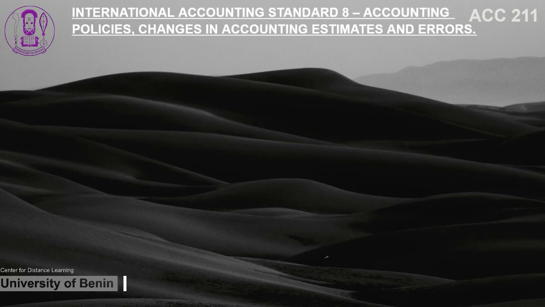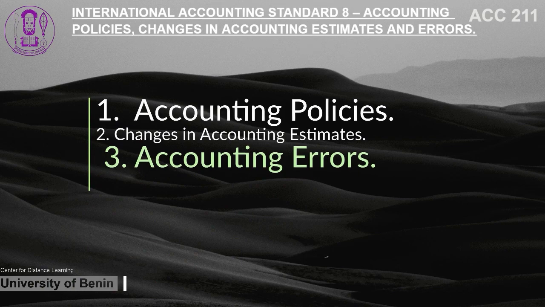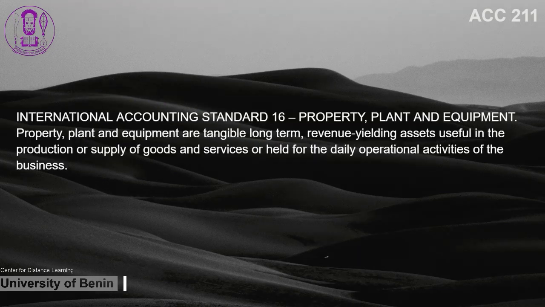International Accounting Standard 8, Accounting Policies, Changes in Accounting Estimates and Errors. 1. Accounting Policies. 2. Changes in Accounting Estimates. 3. Accounting Errors. International Accounting Standard 16, Property, Plant, and Equipment. Property, plant, and equipment are tangible long-term, revenue-yielding assets useful in the production or supply of goods and services or held for the daily operational activities of the business.